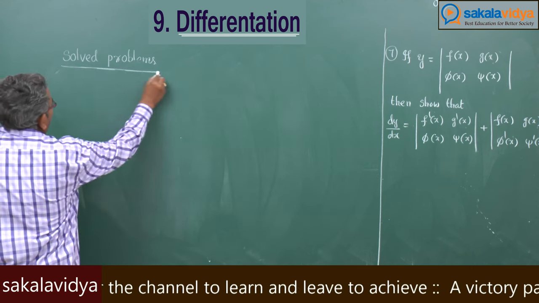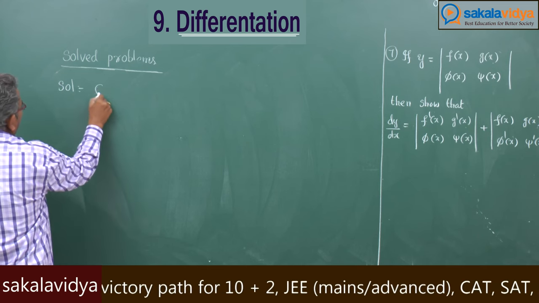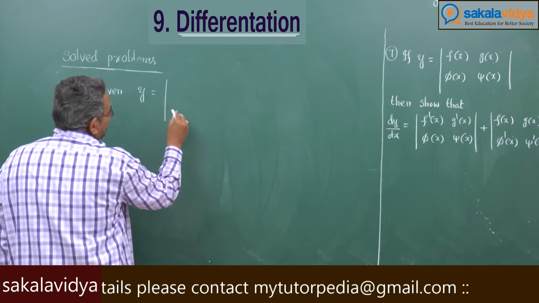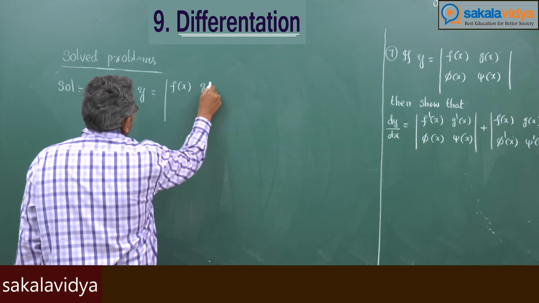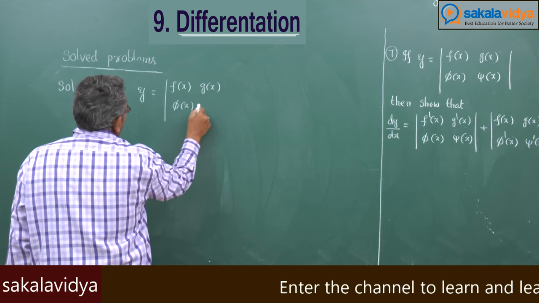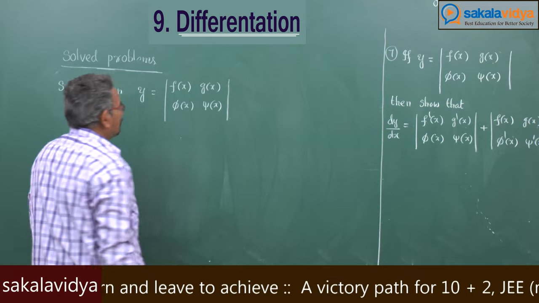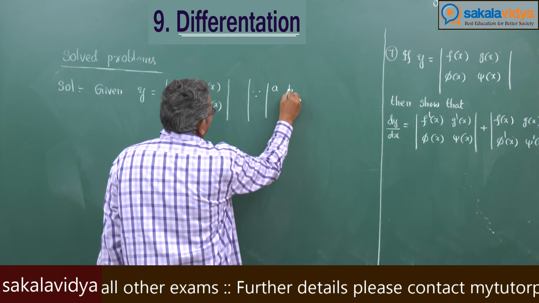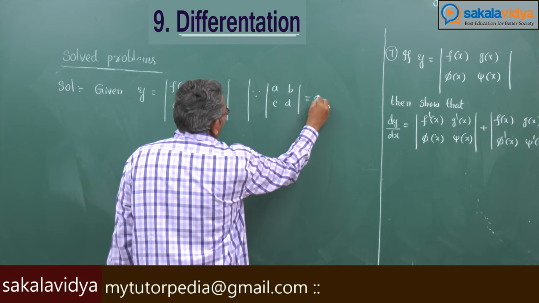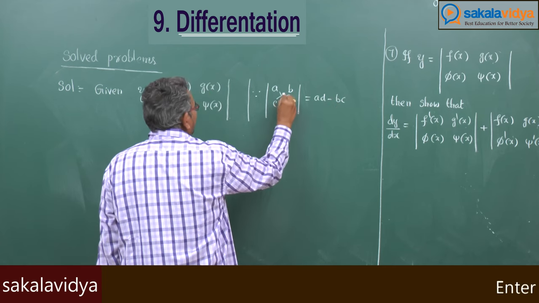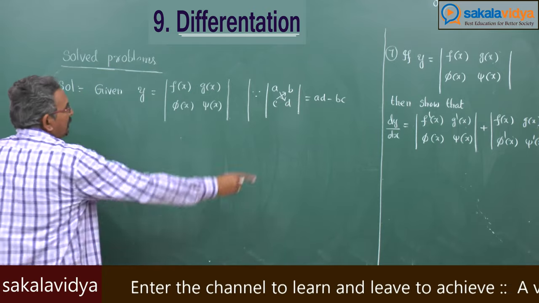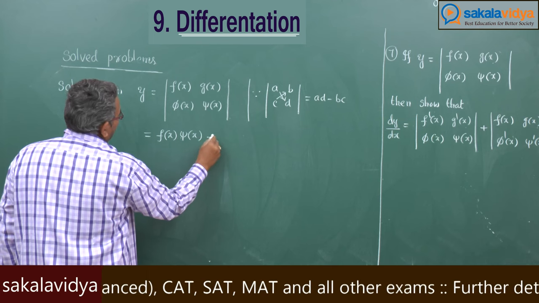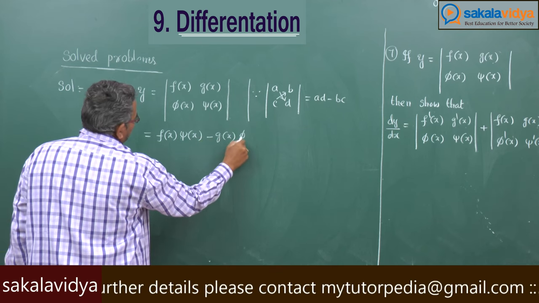So, in the seventh problem solution, what is given here? Y is equal to determinant of 2 by 2 matrix, that is a polynomial function f of x, g of x and phi of x and psi of x. So, let us expand this determinant. We have the formula for determinant. Det of a, b, c, d is given by a d minus b c. So, a into d and b into c, a d minus b c. So, using this one, this can be expanded f of x into psi of x minus g of x into phi of x.